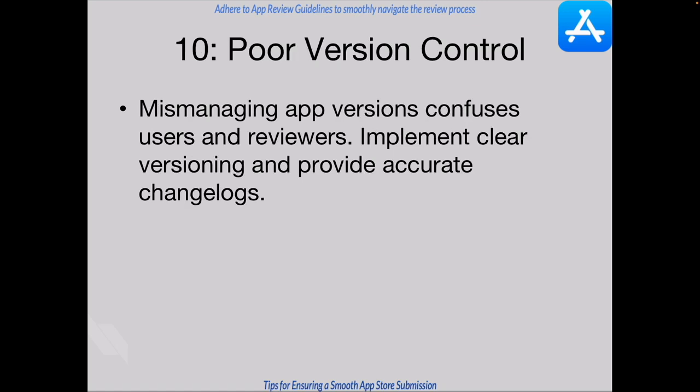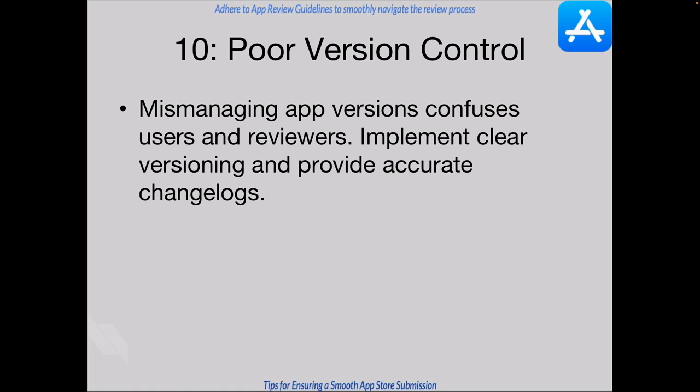Another mistake we often make is poor version control of our app. So clear version control is important for both developers and users. Mismanaging version numbers or failing to provide accurate change logs can confuse users and even reviewers, leading to potential rejections. Always use clear and logical version numbers and ensure that you provide accurate change logs for each update.